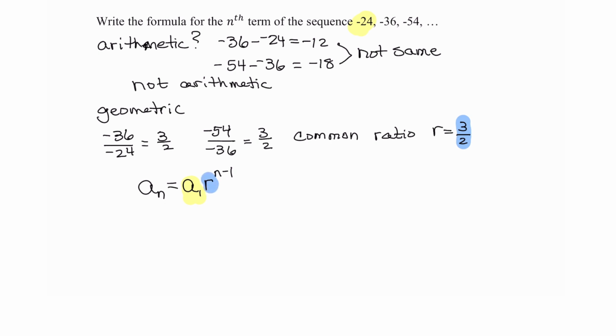So we're going to put that in here, and so we get, for our general term, a sub n is equal to negative 24. And remember, the exponent is just acting on the r. So when I put that common ratio in, I'm going to put it in parentheses. So parentheses 3/2 to the n minus 1 exponent. And there you have the formula for the nth term of that sequence, negative 24, negative 36, negative 54, etc.